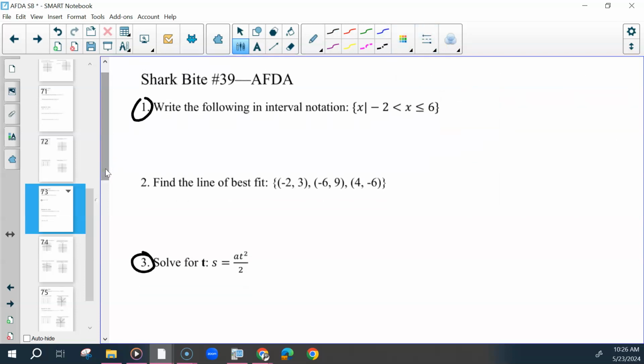Okay. For number one, writing the following interval notation. We are given set builder notation. So we have to look at these signs. The one that's not equal to would be open, a parenthesis. The one that is equal to would be a square bracket. And you would put those two numbers. That's it.